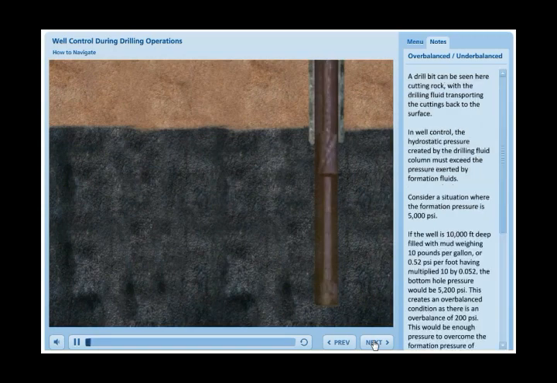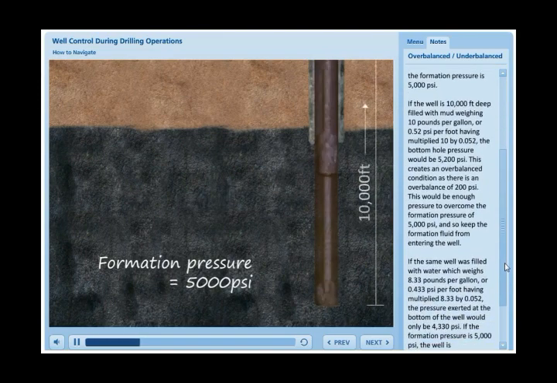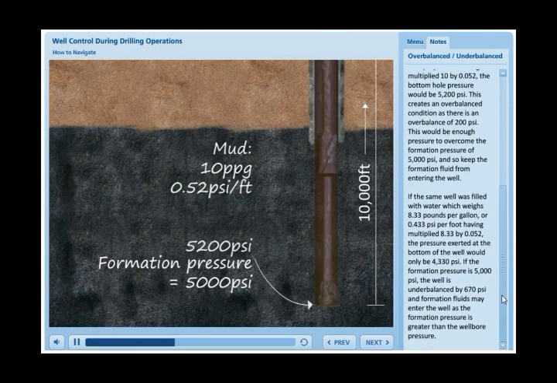A drill bit can be seen here cutting rock, with the drilling fluid transporting the cuttings back to the surface. In well control, the hydrostatic pressure created by the drilling fluid column must exceed the pressure exerted by formation fluids. Consider a situation where the formation pressure is 5,000 psi. If the well is 10,000 feet deep, filled with mud weighing 10 pounds per gallon, or 0.52 psi per foot, having multiplied 10 by 0.052, the bottom hole pressure would be 5,200 psi. This creates an overbalanced condition, as there is an overbalance of 200 psi.